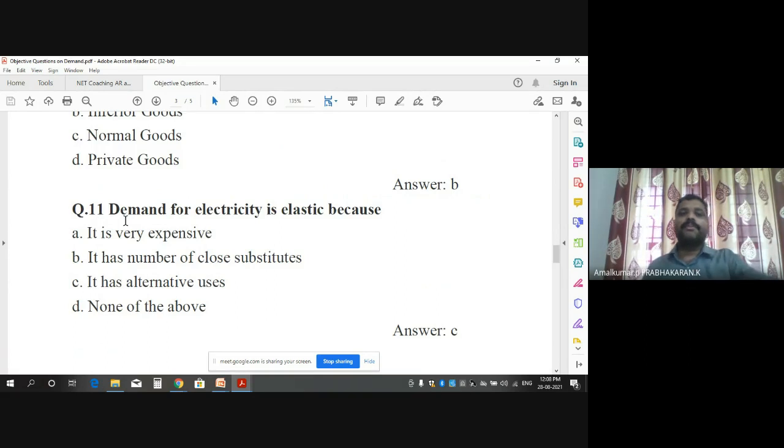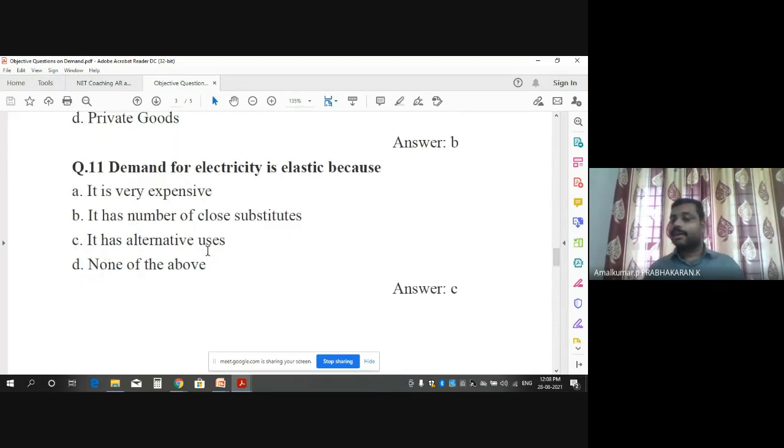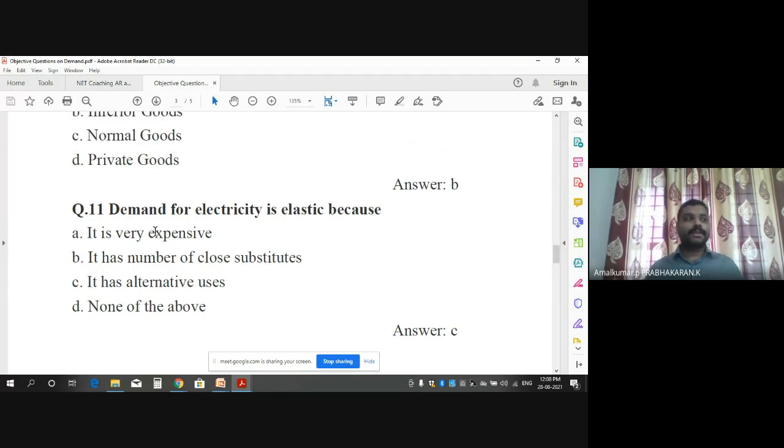Then we move on to the 11th question. Demand for electricity is elastic because it is very expensive, it has a number of close substitutes, it has alternative uses, or none of the above. In the case of electricity, the demand is elastic. Any small fall in the price of electricity will bring a huge change in the consumption pattern because it has alternative usage. If you are using more air conditioning or more fans, a fall in price will improve our consumption pattern. So based on alternative usage, demand for electricity is elastic.